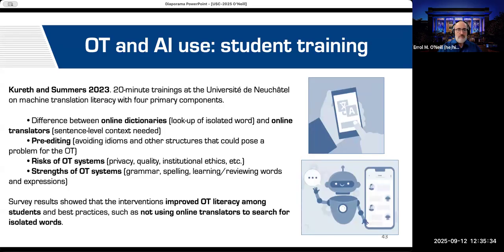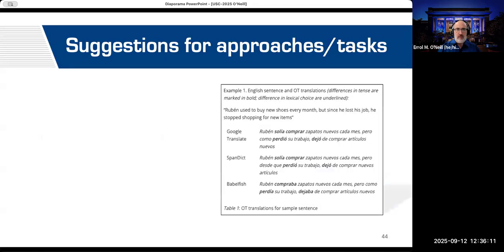So those were the 4 primary components, and their survey showed that it improved online translator literacy among students, so that they were not using online translators just to search for isolated words, for example. And that's a common fallacy, to assume, well, if I just put one word into the translator, it's probably not going to be a problem. It's actually more likely that the translator will get something wrong if it's an isolated word than having the context of in what situation the word is being used. So it did help improve students' literacy in online translation use.